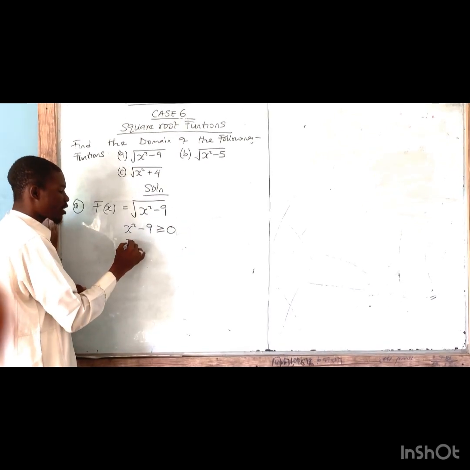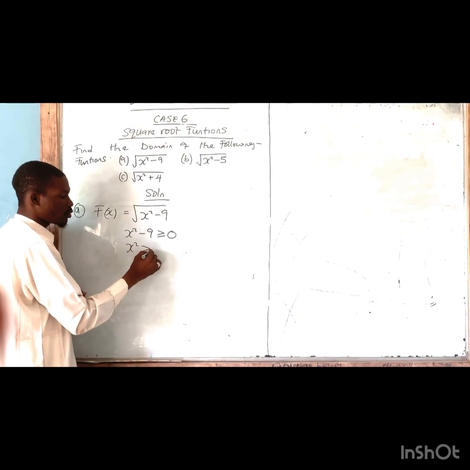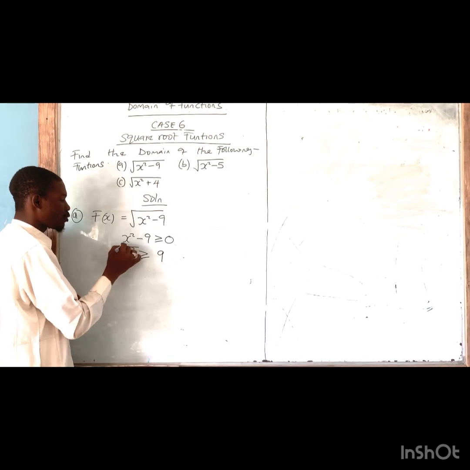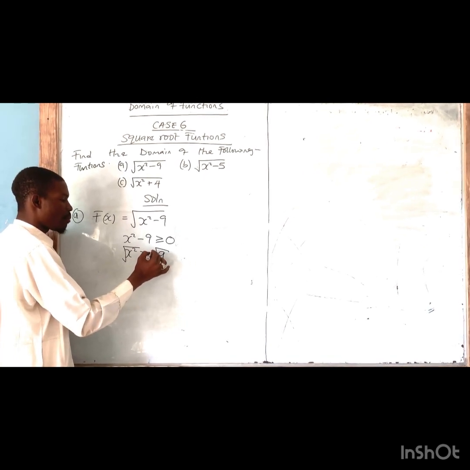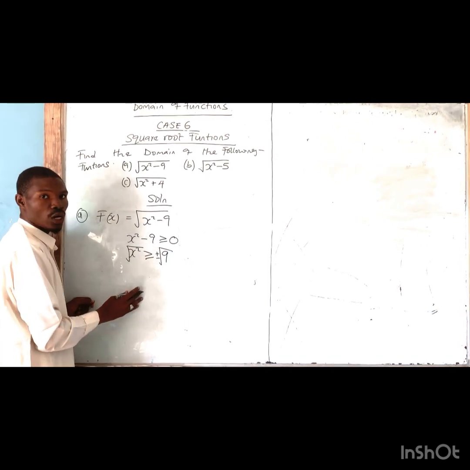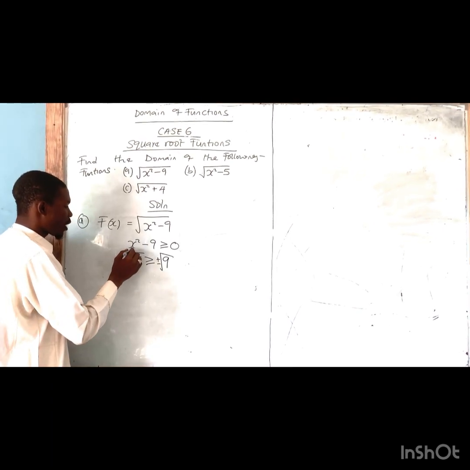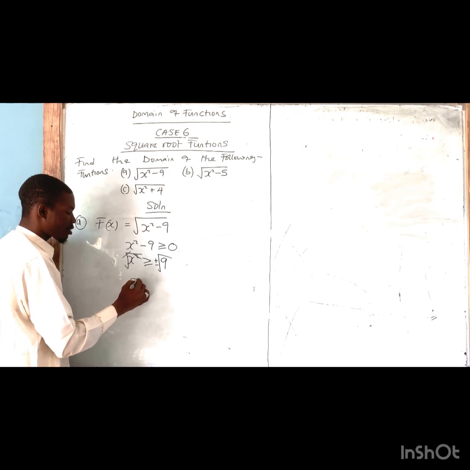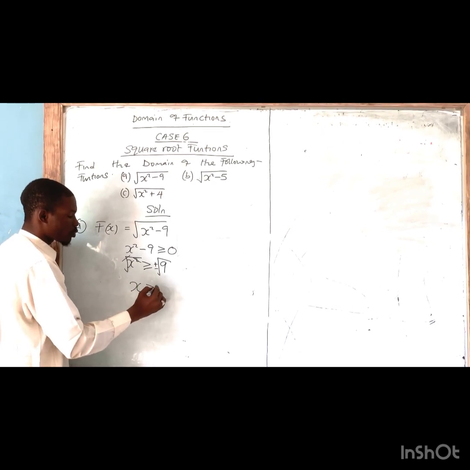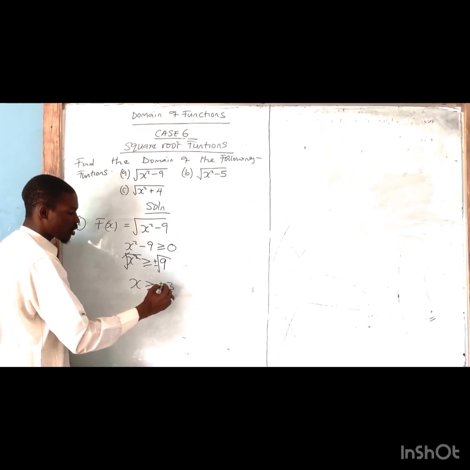So we can say x squared must be greater than or equal to 9. Now you take the square root of both sides. Remember to introduce plus or minus. So we have x must be greater than or equal to plus or minus 3.